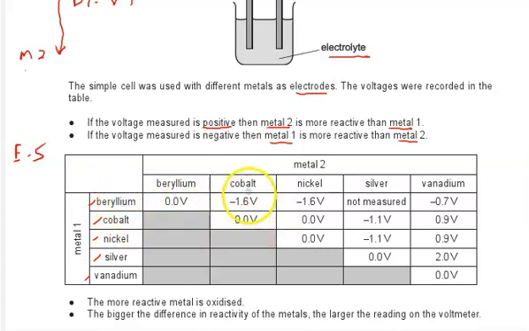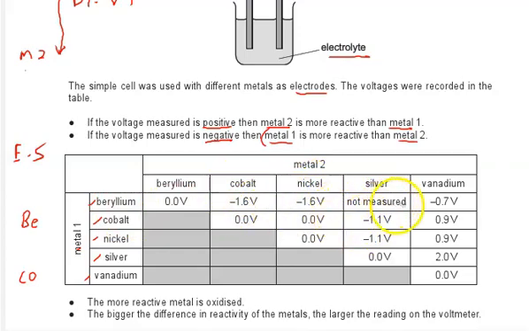So beryllium and cobalt. If the voltage is negative, metal 1 is more reactive than metal 2. So it means that beryllium is more reactive than cobalt. So we just put here beryllium and cobalt. Now we compare cobalt with nickel. Cobalt with nickel is 0, and beryllium with nickel. So beryllium is more reactive. You may already mention here, beryllium is more reactive than nickel, but it's the same voltage as with cobalt.